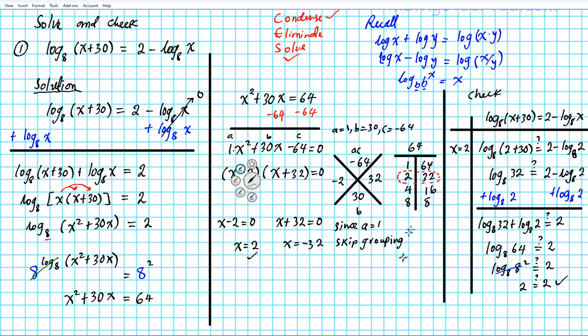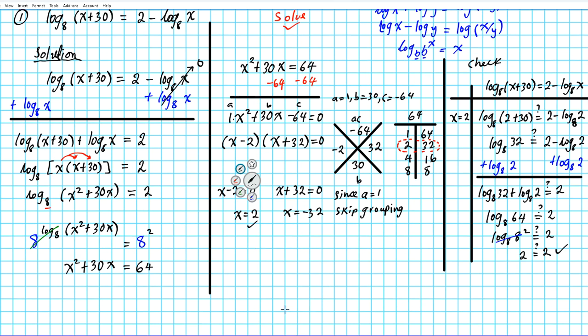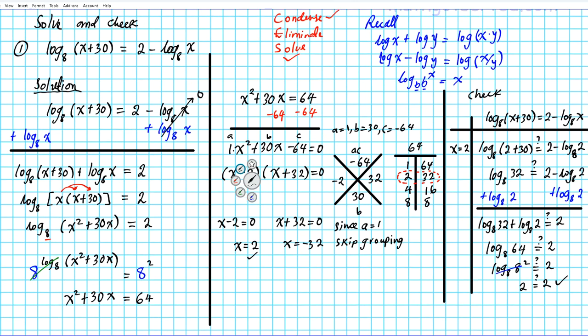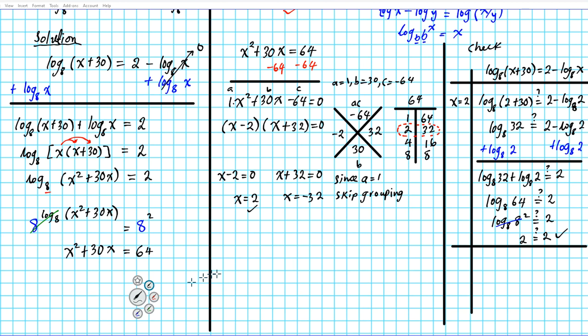Now let's test out the second one. Looks like there might be a problem here because it's negative, but you never know yet. So let's go ahead and just plug it in and see if it works out. Alright, so for the second part of our check, we're going to be using x equals negative 32. We have log base 8 of negative 32 plus 30. Is it equal to 2 minus log base 8 of negative 32?